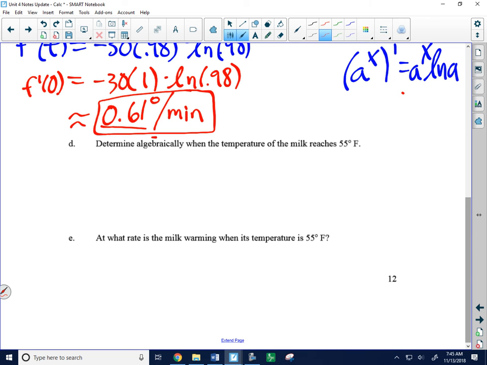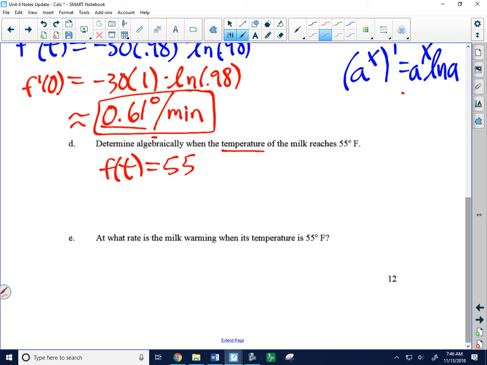Let's do the last 2 questions to finish up this one. Determine algebraically, so by hand, when the temperature of the milk reaches 55. So this is temperature, not rate of change of the milk, just temperature. That was F, or, well, I called it Y. Originally I had a Y, I changed it to F. So F or Y. We need when F of t, our temperature, is 55.